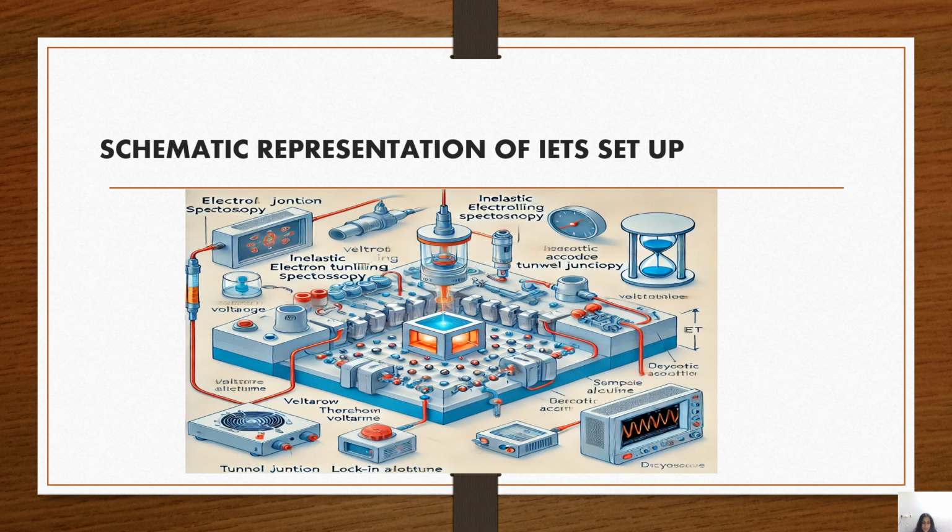The last one is the data acquisition system. A data acquisition system collects the tunneling current data and records variations as the voltage changes. This information is then processed to produce IETS spectra showing vibrational peaks.